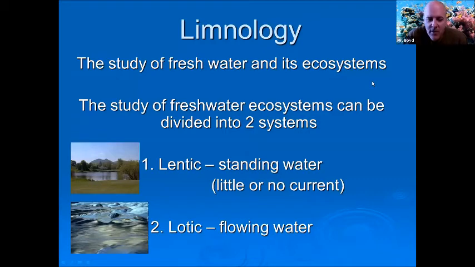Okay, couple of new words. Limnology is the study of freshwater and its ecosystems. The study of freshwater ecosystems can be divided into two types, lentic and lotic. Lentic is standing water, lakes, ponds, things like that, little or no current. Lotic is flowing water. And in a way you can remember that, lotic, low flow. Lotic rhymes with flow.